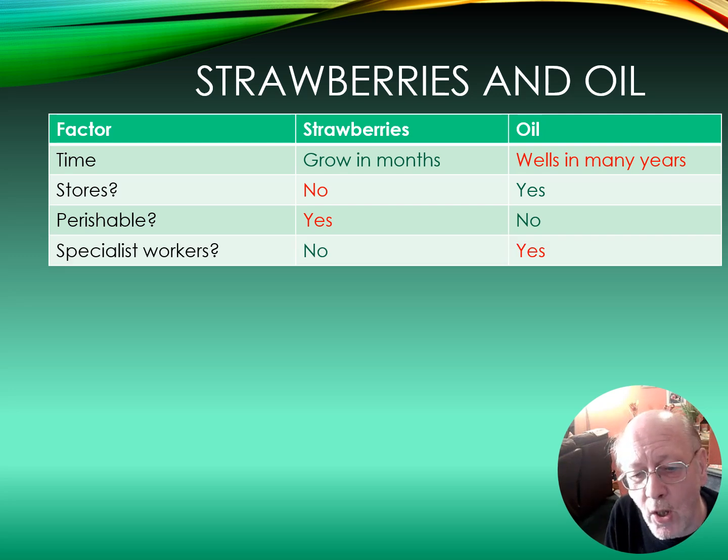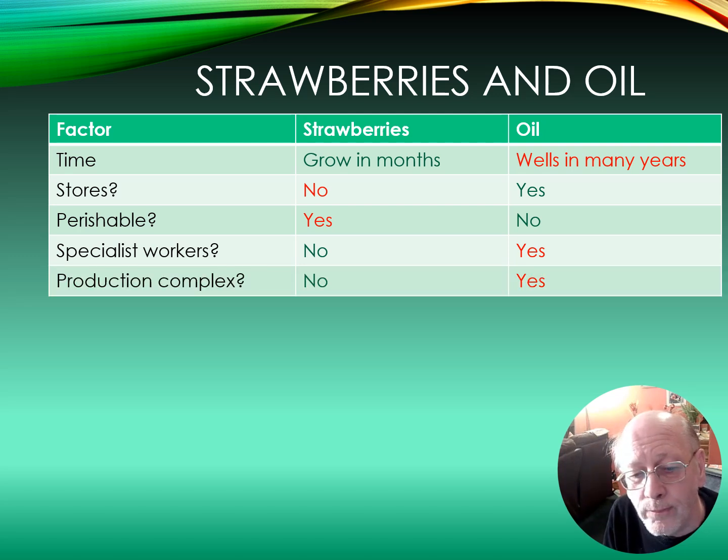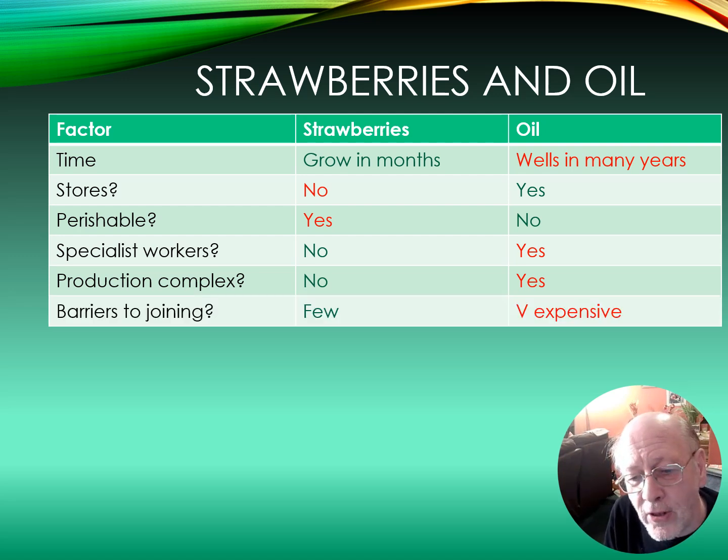Do you need specialist workers? Strawberries, no, not really. Oil, yeah, you need specialists to drill. Before the drilling takes place, you'd need to investigate the location. So for that particular case, strawberries has gone green because you don't need specialist workers. Oil has gone red because you do. Is the process complex? Strawberries, nope. Oil, yes. Are there barriers to joining?